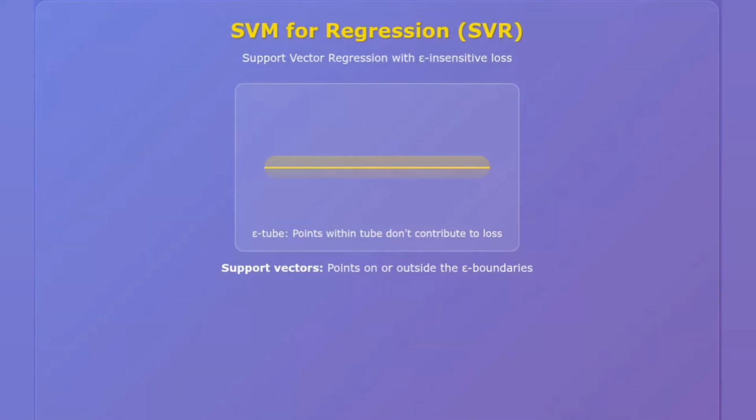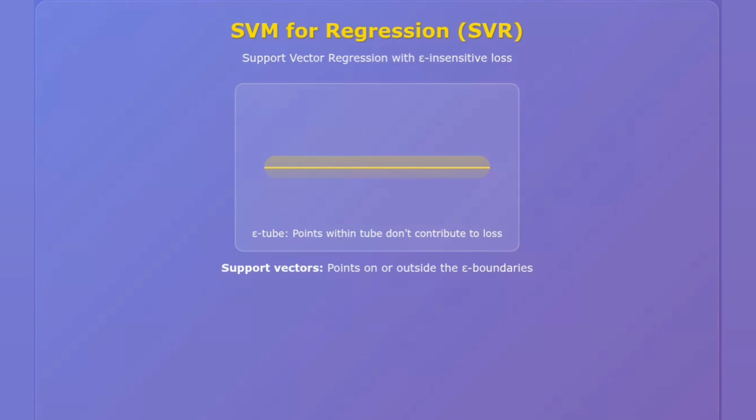SVMs aren't just for classification. They're excellent for regression too. Support vector regression, or SVR, works by finding a function that deviates from the actual values by at most epsilon. Instead of maximizing margin between classes, we create an epsilon tube around our regression line.